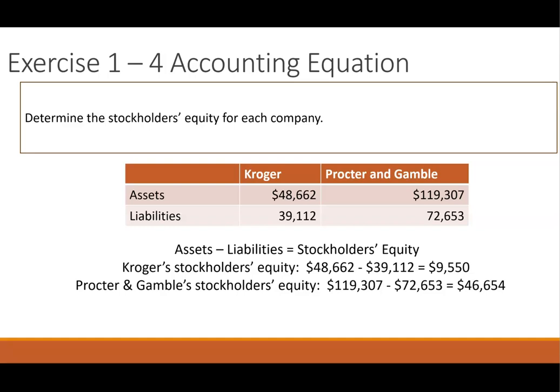So if assets for Kroger are $48,662,000,000, and liabilities are 39, wouldn't it make sense that the stockholders' equity sitting at 9,550? I'm just going to do it in thousands, 9,550. And Procter & Gamble, if their assets are 119,307 and the liabilities are 72,653, wouldn't the stockholders' equity be the difference?